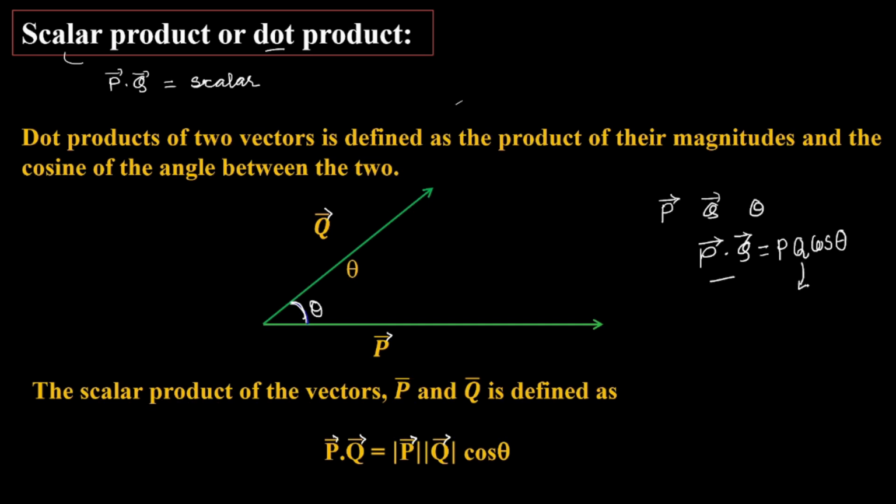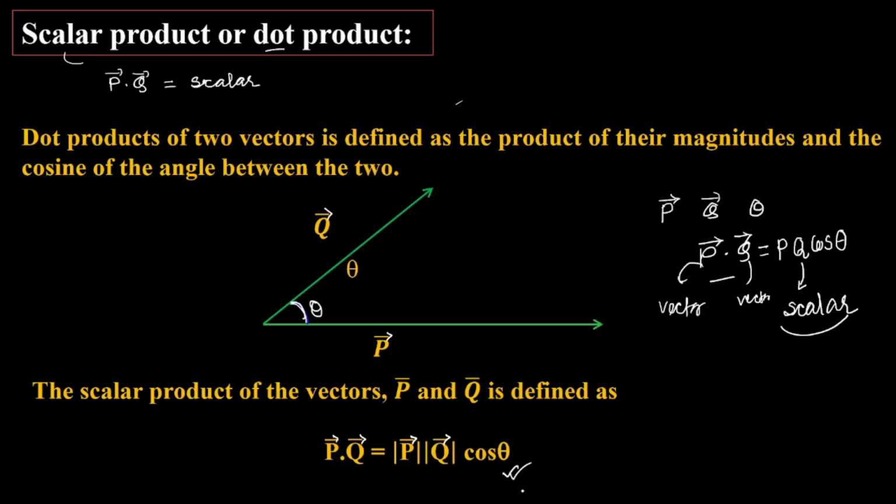The resultant quantity after multiplication is a scalar quantity, but the quantities you multiplied were vectors. This is also a vector, but after multiplication you are getting a scalar. That's why this is called the scalar product, and it is defined by this particular formula.